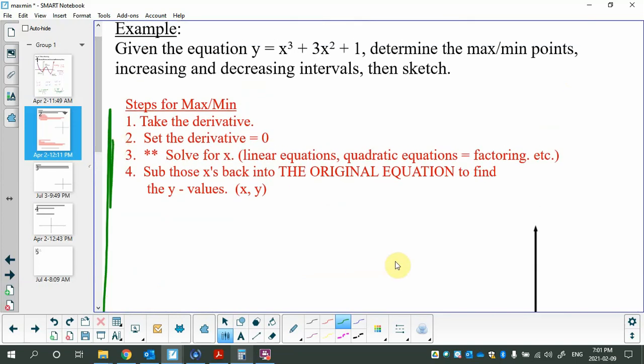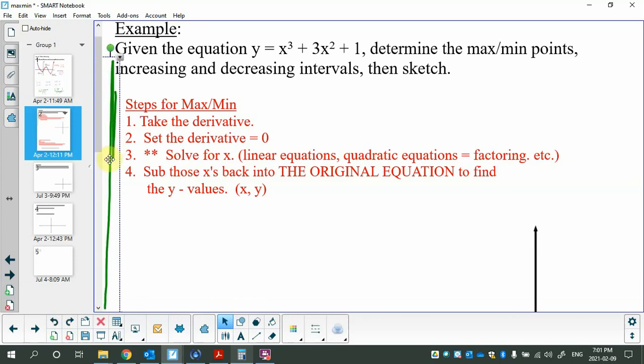You can pause at any time and decide for yourself how much time it takes to write this stuff down. But we have to follow these steps for max min. I'm going to keep going.